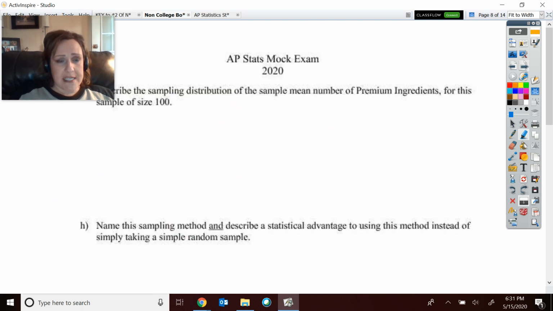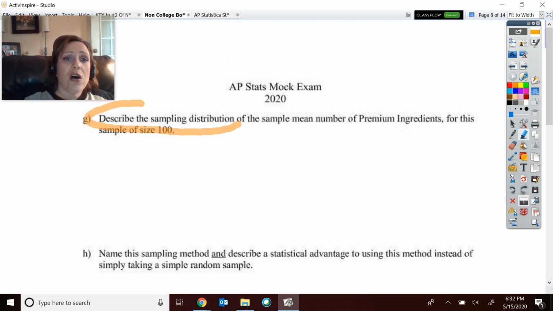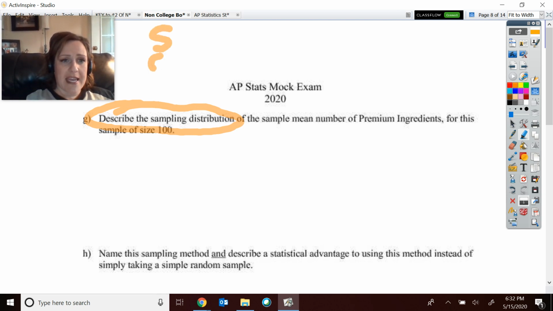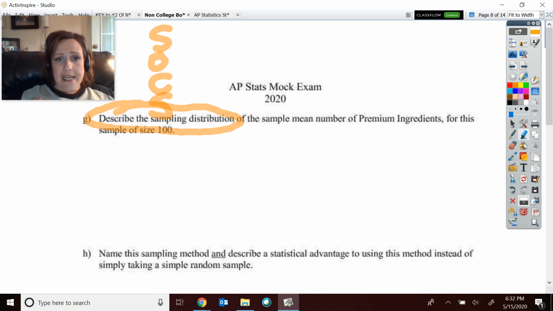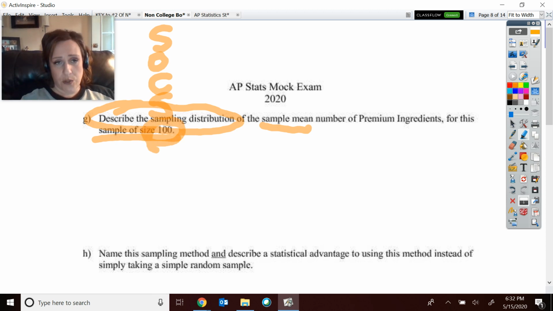So the first thing that we see is describe. This time it does wholeheartedly say to do the entire describing of all of the SOCS for a sampling distribution. For the X bars, the sampling distribution of X bars for the premium ingredients for samples of size 100. Now we have 100, so that should be signaling something to you.